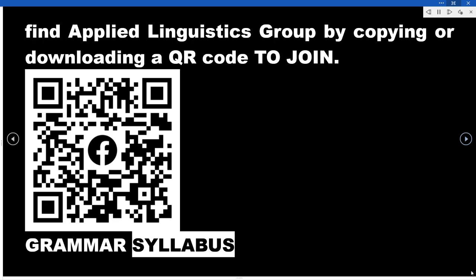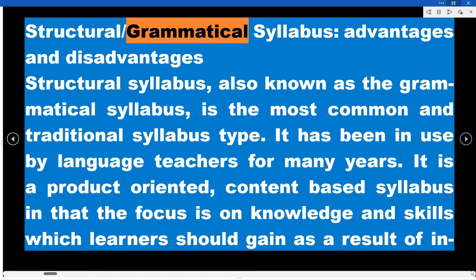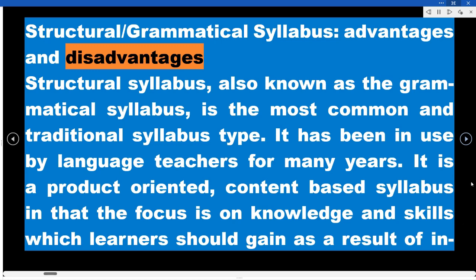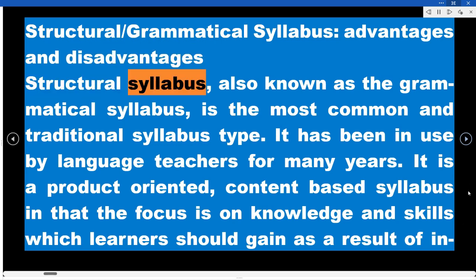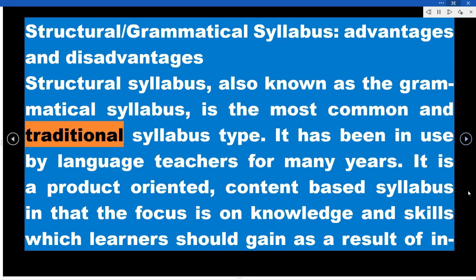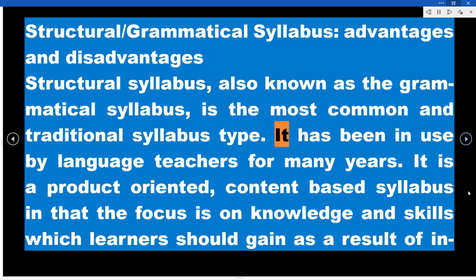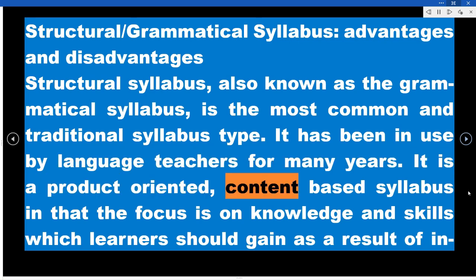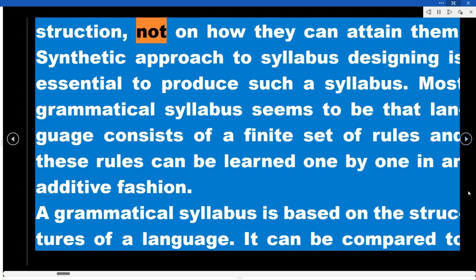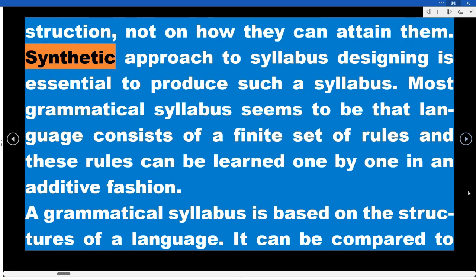Grammar syllabus. Structural/grammatical syllabus, advantages and disadvantages. Structural syllabus, also known as the grammatical syllabus, is the most common and traditional syllabus type. It has been in use by language teachers for many years. It is a product-oriented, content-based syllabus in that the focus is on knowledge and skills which learners should gain as a result of instruction, not on how they can attain them.